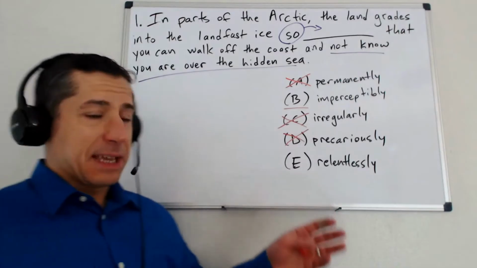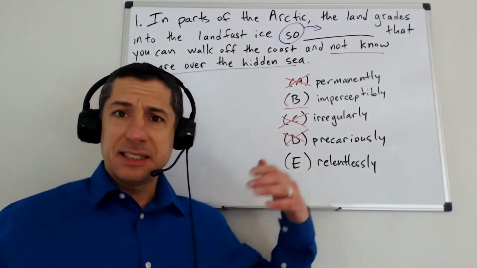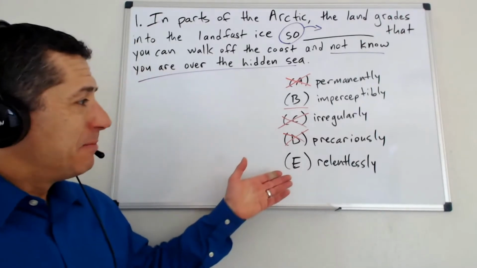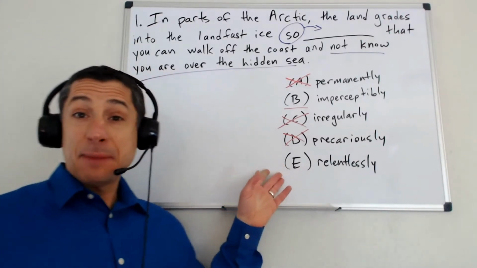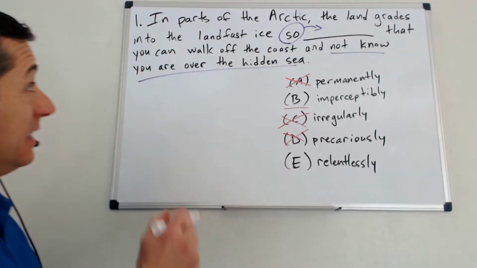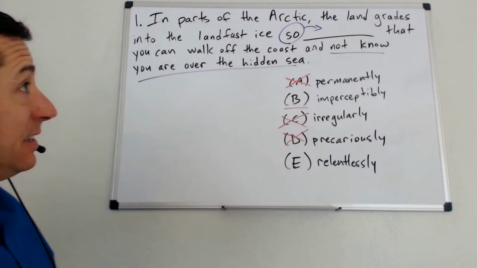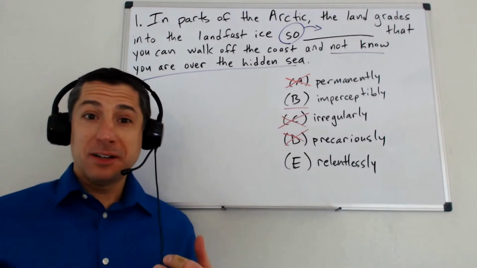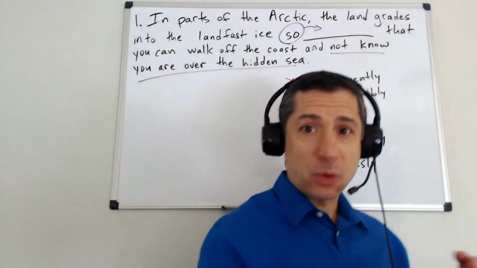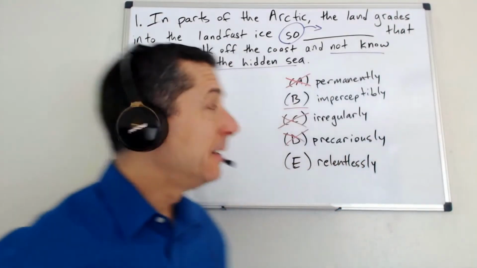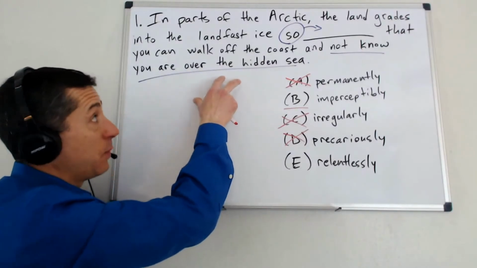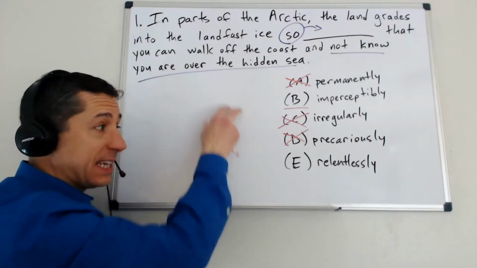And relentlessly, meaning that it's something that's constant, it's consistent, it's maybe strong in some way, it's unending. Sounds kind of tempting. And this is a really good example of an answer choice the GRE will give you that sounds really okay with the surroundings. The land grades into the land fast ice so relentlessly that you can walk off the coast and not know you're over the hidden sea. You kind of imagine yourself in this land that's grading downwards relentlessly and unendingly. But it doesn't have anything to do with this hint that they gave us in the sentence. We want something that tells us that we don't know we're over the hidden sea.